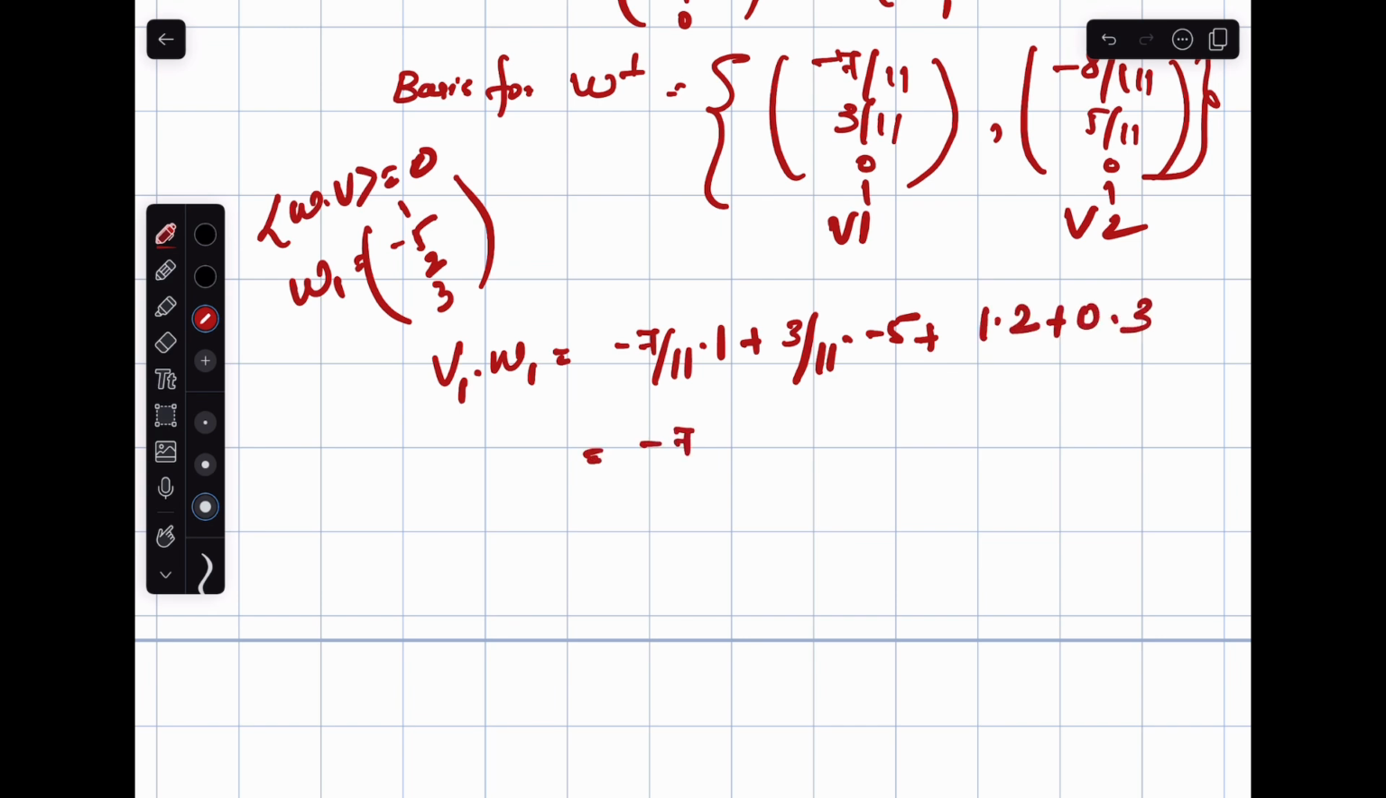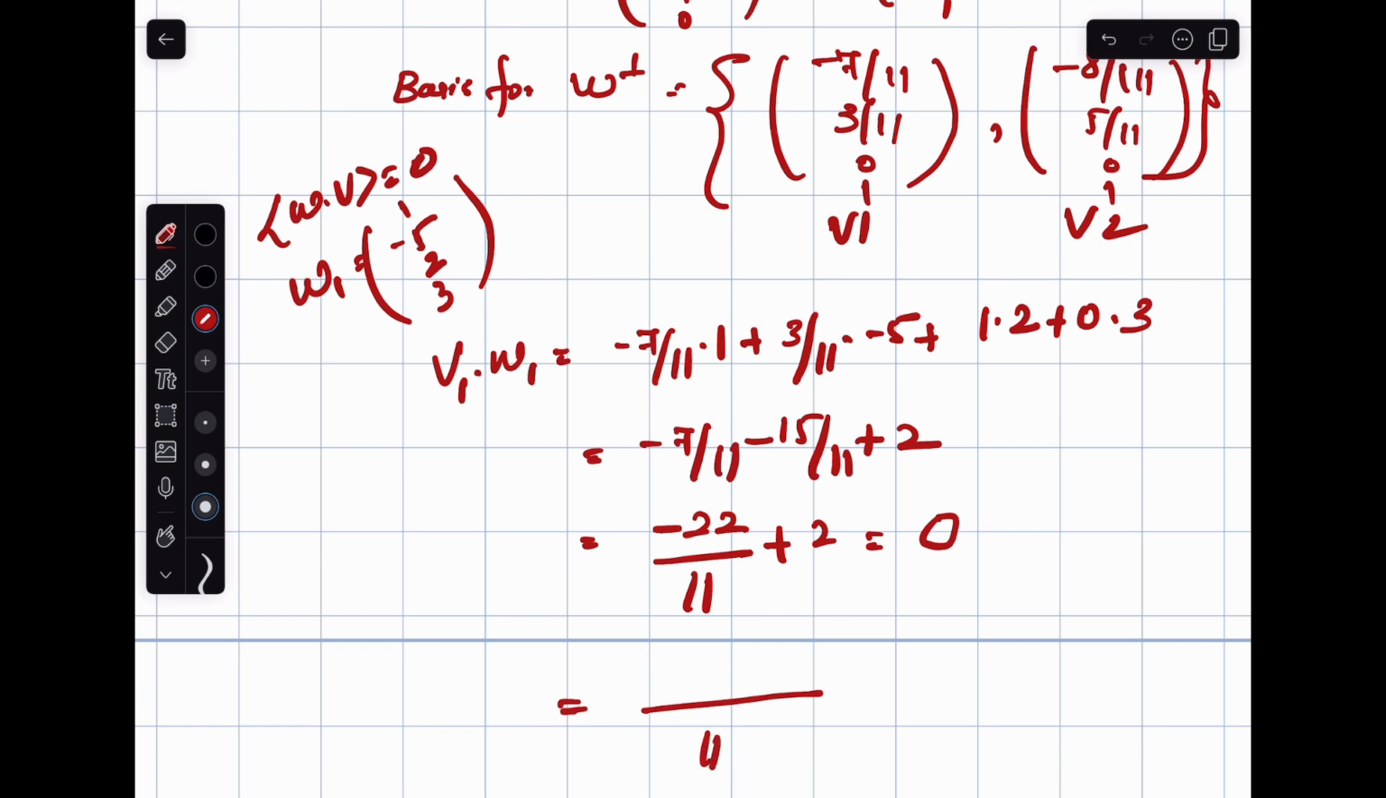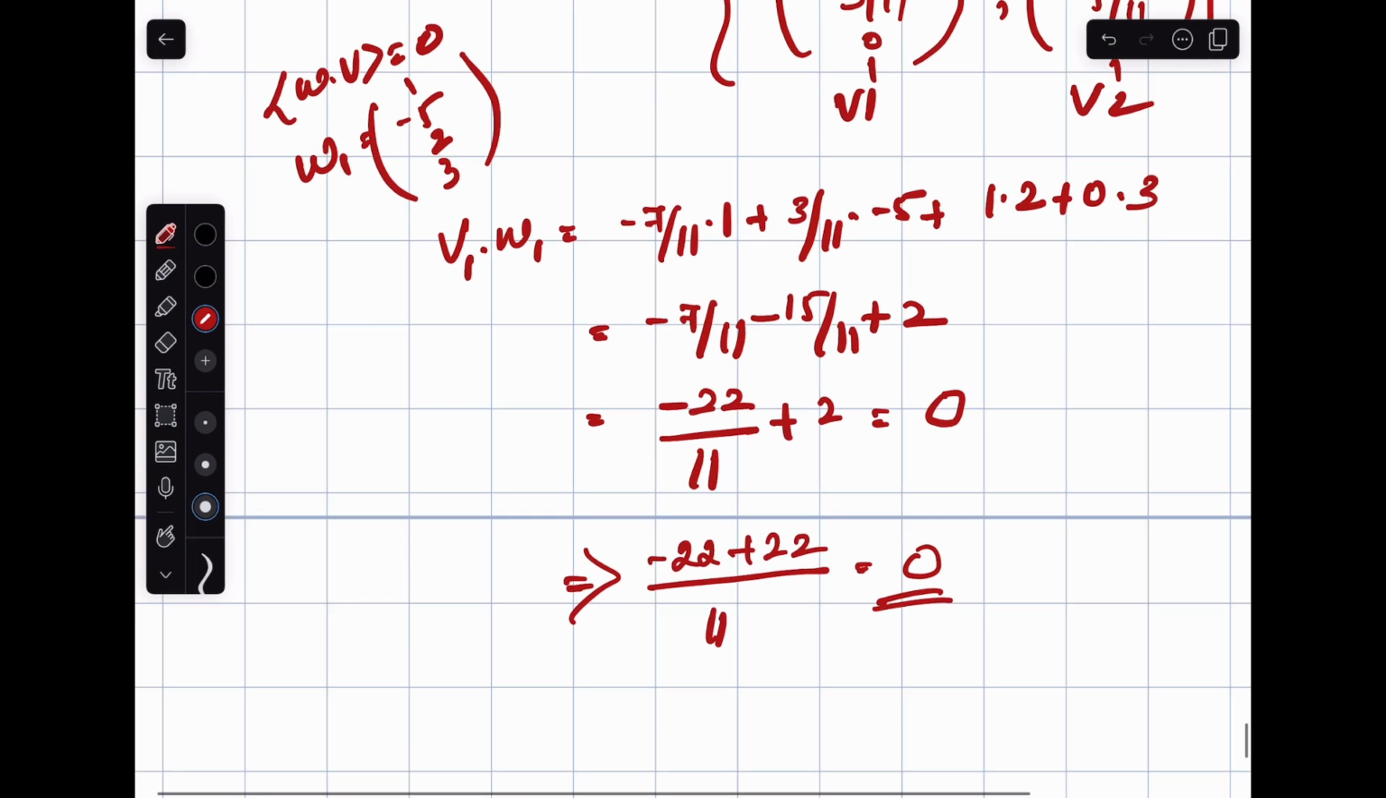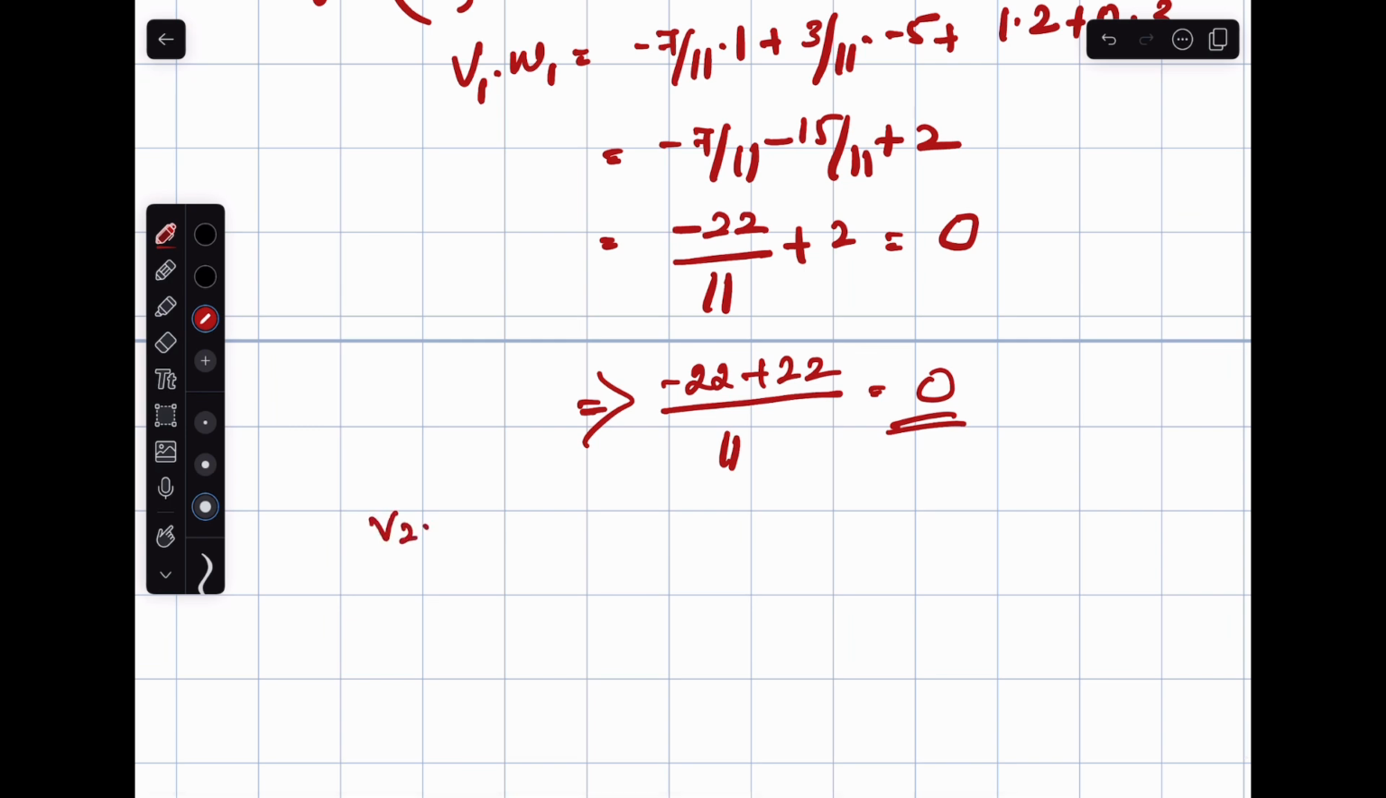So it is minus 7 by 11 minus 15 by 11 plus 2, which is minus 22 by 11 plus 2. That is equal to 0, right? If you solve it, you will get the answer as 0. That's how you solve it. You can check the other terms, like V2 dot W1, and see whether you get 0. So this is the whole worked solution for the orthogonal complement. Stay tuned for other videos. Thank you so much.